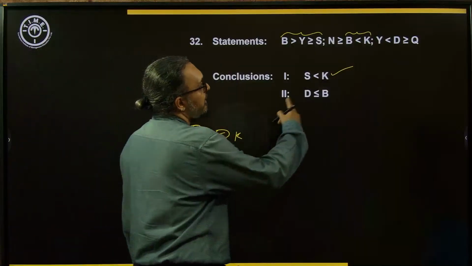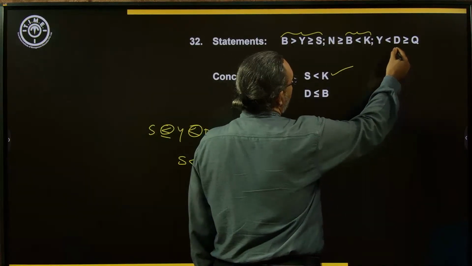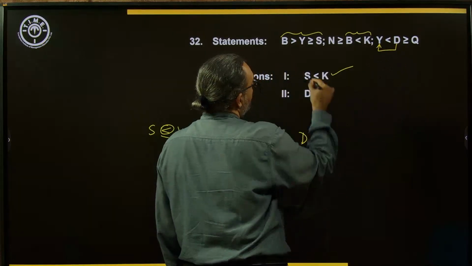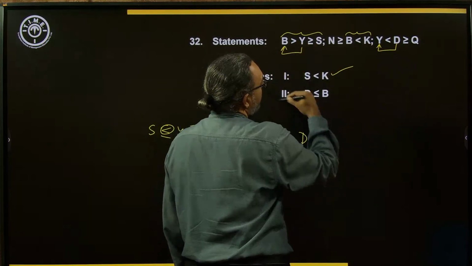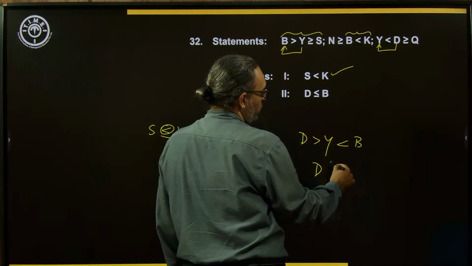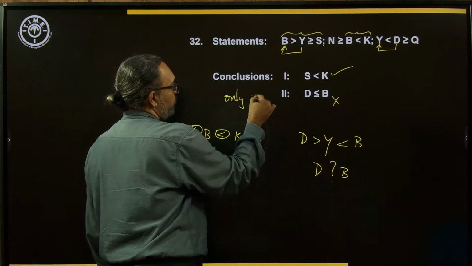Then what about the next, D to B? Okay. So I have D to Y in the reverse. So D greater than Y, and then Y to B again in the reverse, but less than B. Unfortunately, opposite signs, I don't know. So when you don't know, we cannot say. So the answer is only 1 follows.